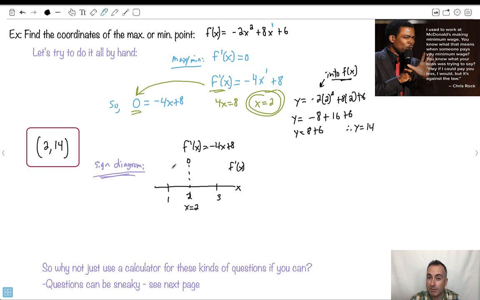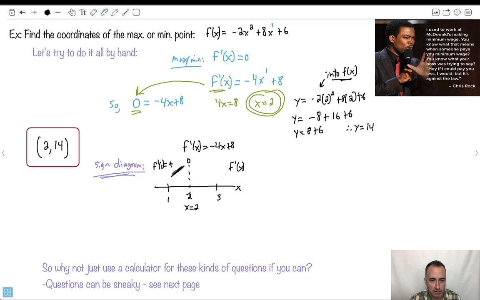Now I don't care about the actual value. I just care about the sign of it. So watch carefully. At x equals 1, f prime at 1, what does that give me? Well, minus 4 times 1 is minus 4. Minus 4 plus 8. Is that a positive or negative? That's a positive. That means I know my graph goes something like this.